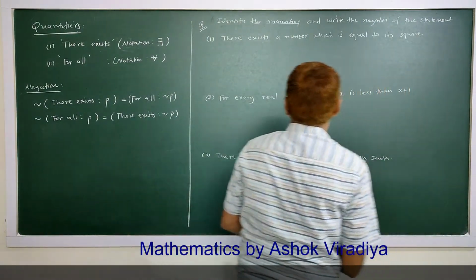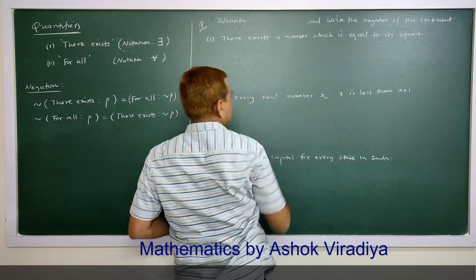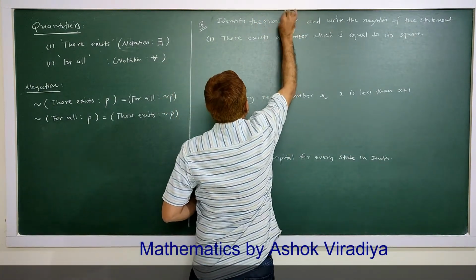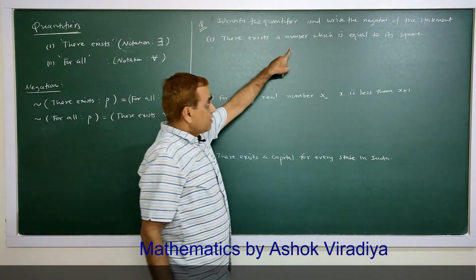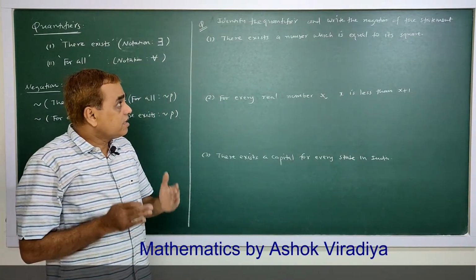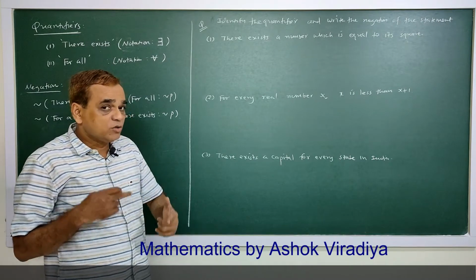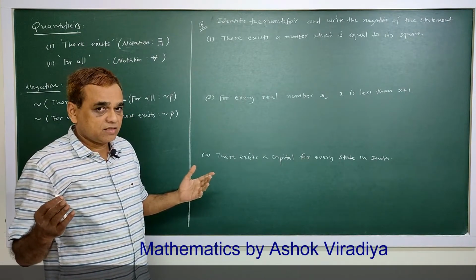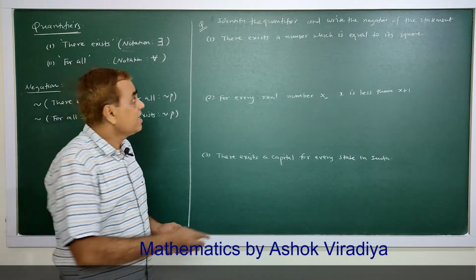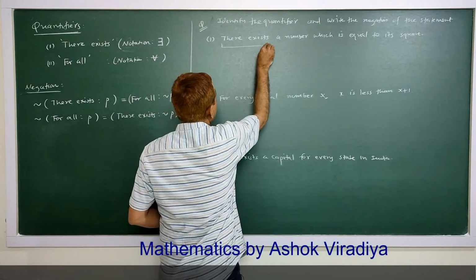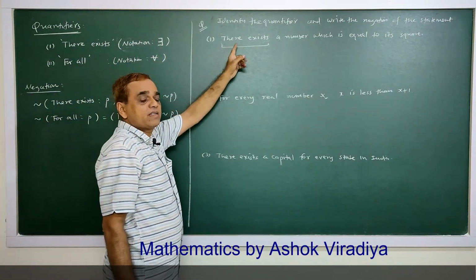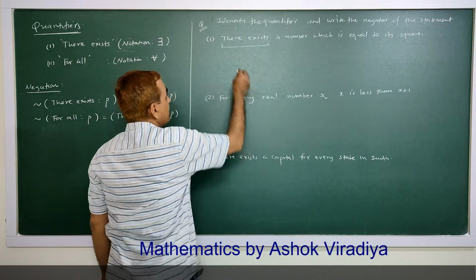See, first statement is there exists a number which is equal to its square. So it is about existence of a particular number. And here this word, this is quantifier. This statement includes there exists. So this is quantifier.